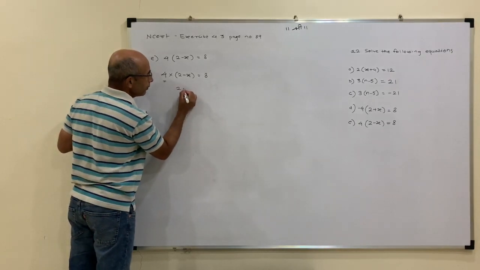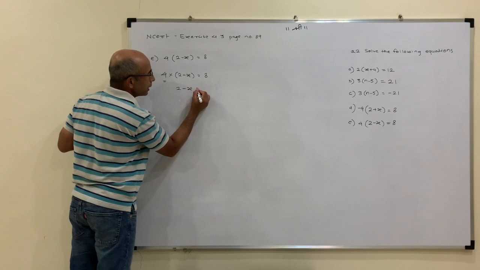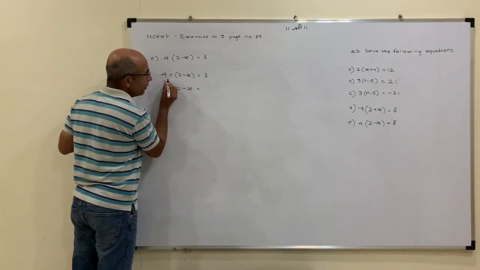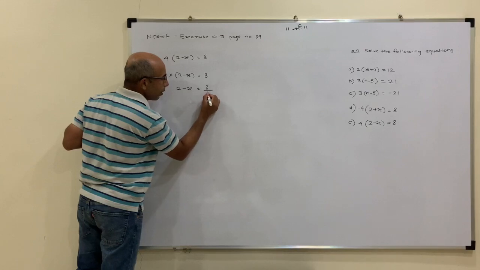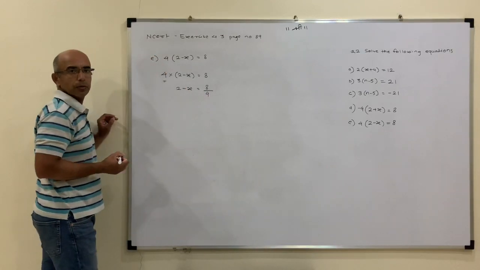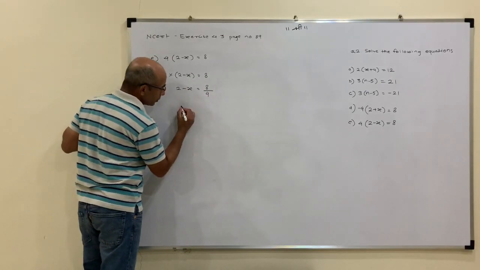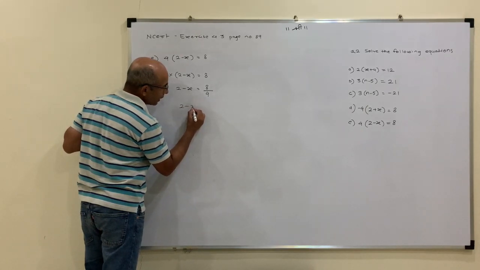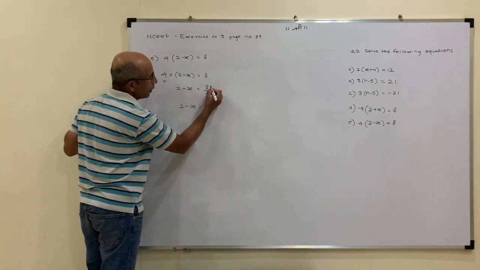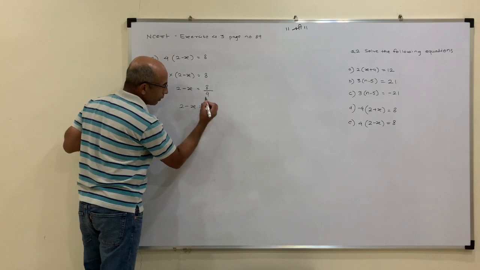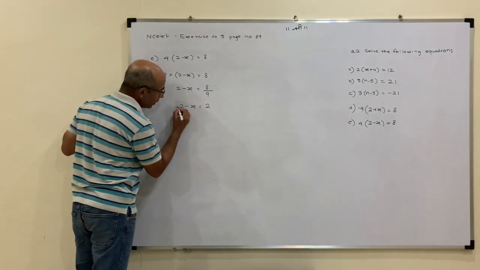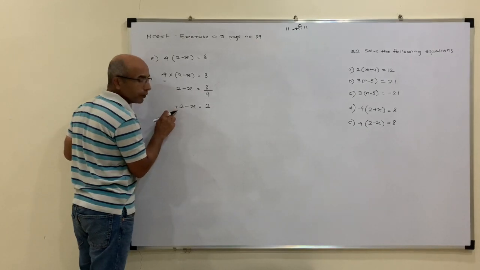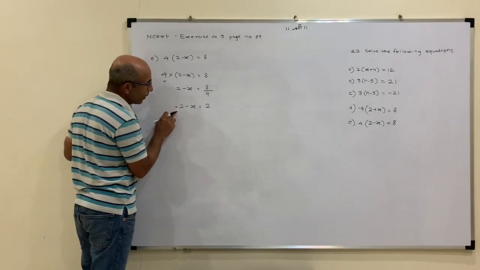So my next step will be 2 minus x. Since 4 is multiplicative and I am transposing it, it will be dividing on the right hand side. So 8 divided by 4. So the ultimate answer will be 2 minus x equals to 8 divided by 4, which is 2. Now here there is no sign for the plus 2, so it's a plus 2.